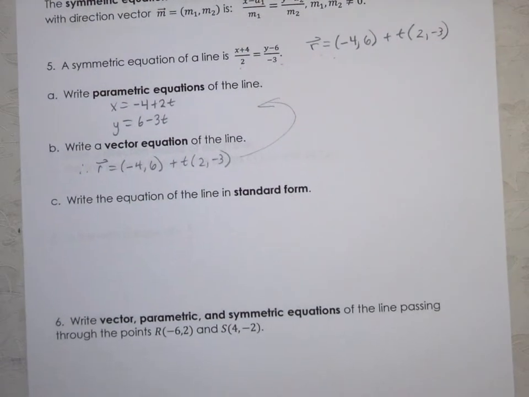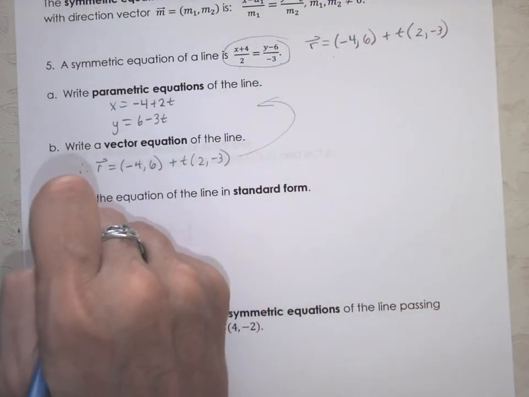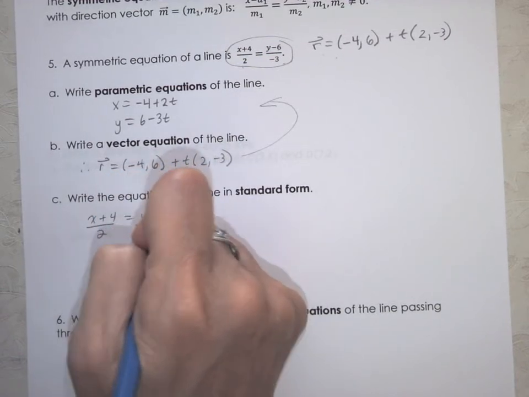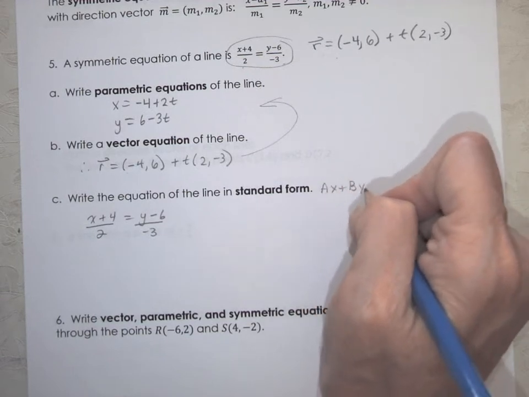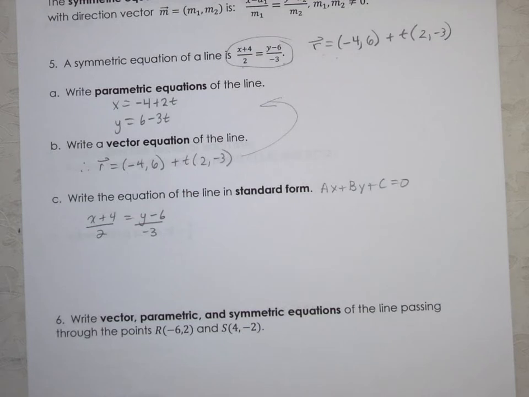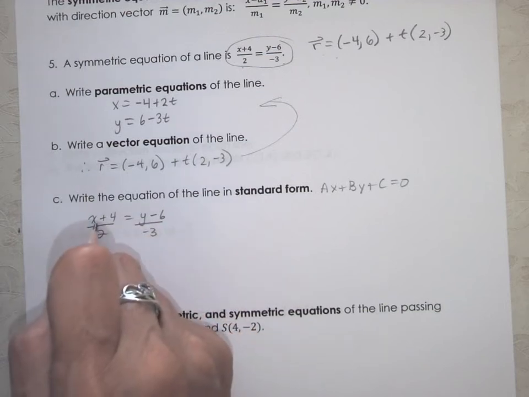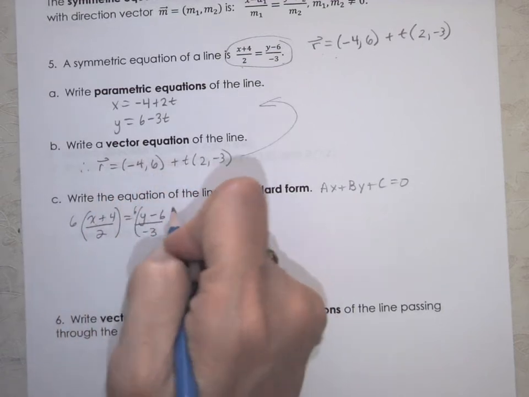Write the equation of the line in standard form. Okay, so to get it into standard form, it's easiest to start with symmetric form. Now remember, standard form looks like this: ax plus by plus c equals 0, where a has to be a positive whole number. So first I'm going to multiply both sides by the common denominator, but I do want the number in front of x to be positive. So I'm going to multiply both sides by 6.